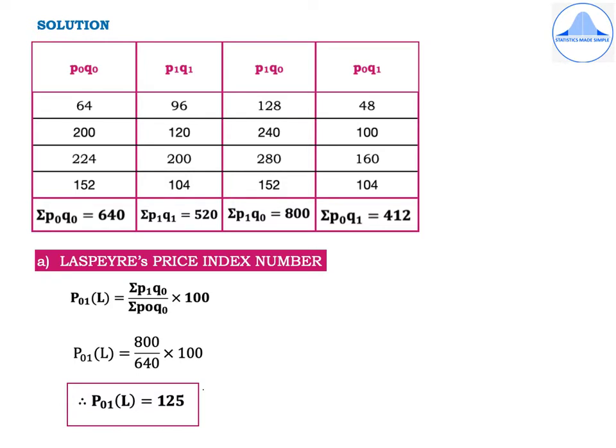So let's start with the first subdivision, that is Laspeyres price index number. Recollect that for all price index numbers, we start with summation P1 divided by summation P0. And for Laspeyres, the weights are Q0. So multiply the numerator and denominator by Q0. So you get P01 of L equal to summation P1 Q0 divided by summation P0 Q0 into 100, which is equal to 800 by 640 into 100. Or P01 of L is equal to 125.